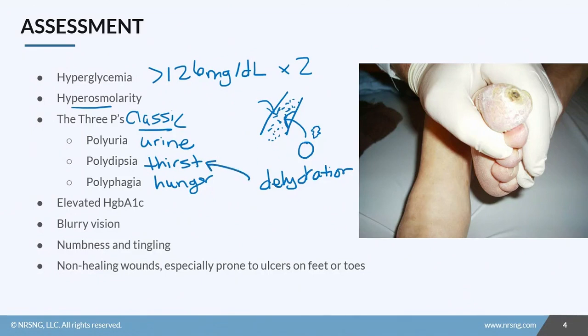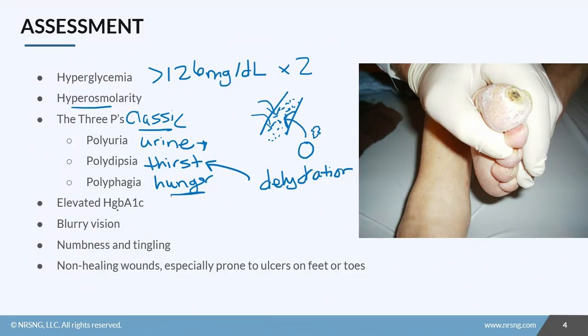But also, now we're pulling all this fluid into the bloodstream. It's going to the kidneys. The kidneys are dumping the glucose and all of this extra fluid with it, hence the excess urination. And then, of course, the cells are not getting the glucose that they need for energy. And so that's sending a signal to your brain telling you to eat because it needs more energy.